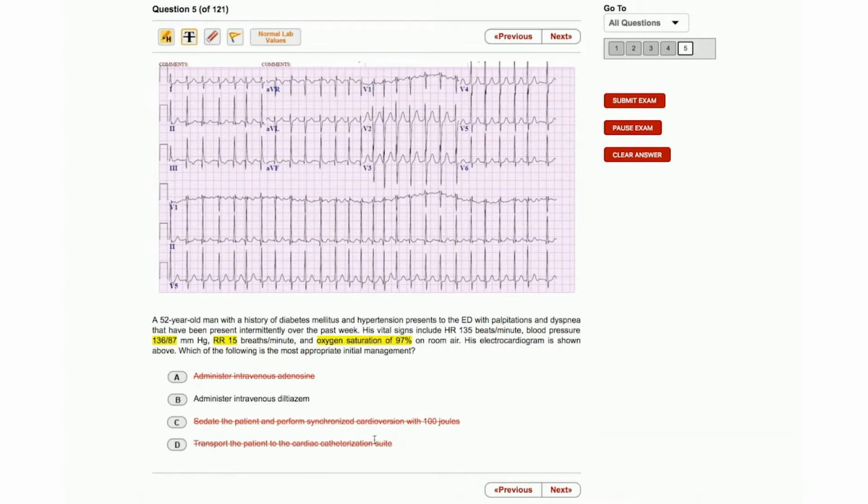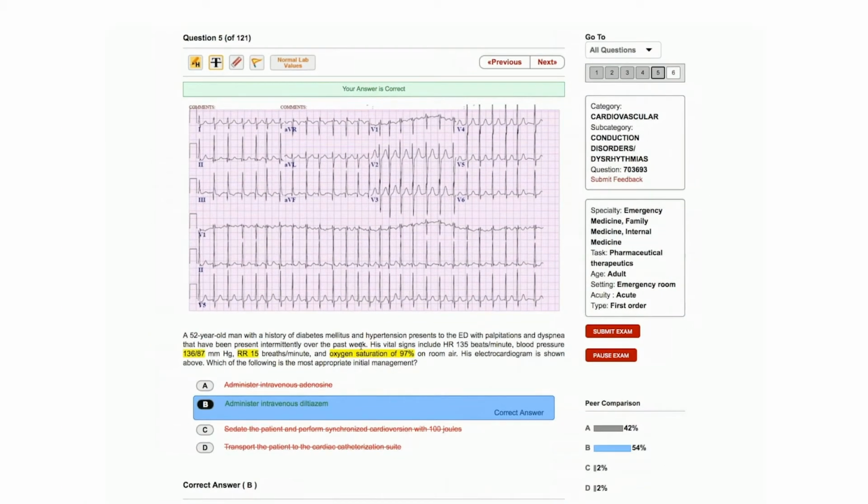And that leaves us with answer choice B, administer IV diltiazem. Diltiazem is a calcium channel blocker. It will act on the AV node. In this case, the goal here is rate control for this tachydysrhythmia. And let's choose answer choice B and see what we get. Sure enough, that is the correct answer.